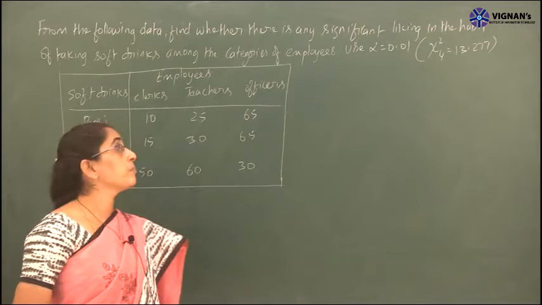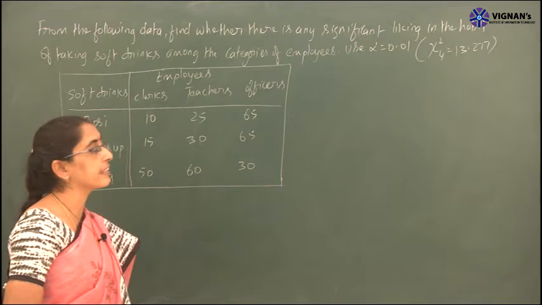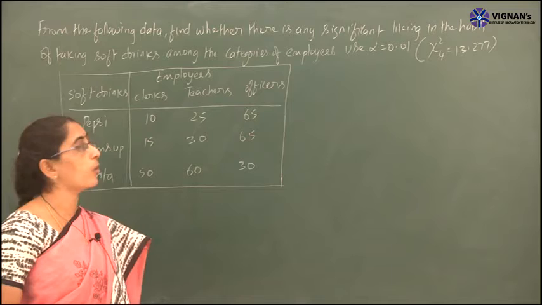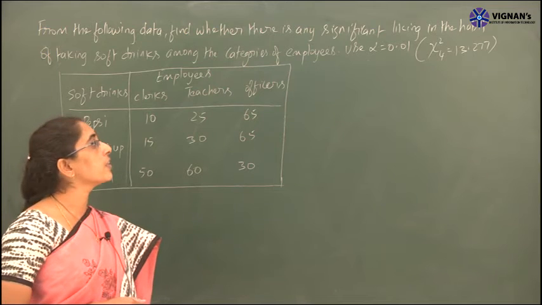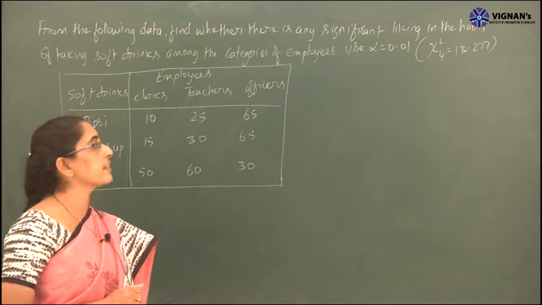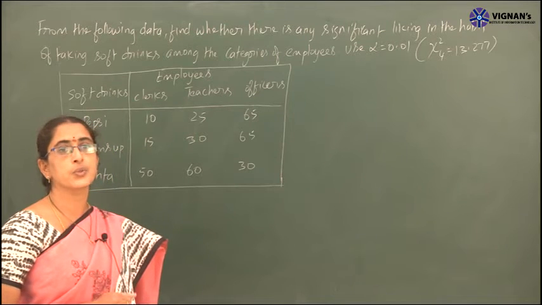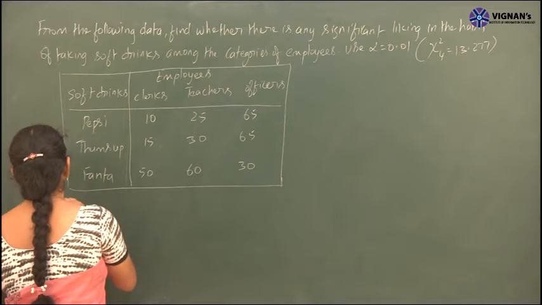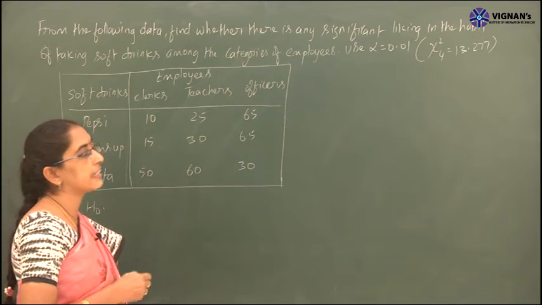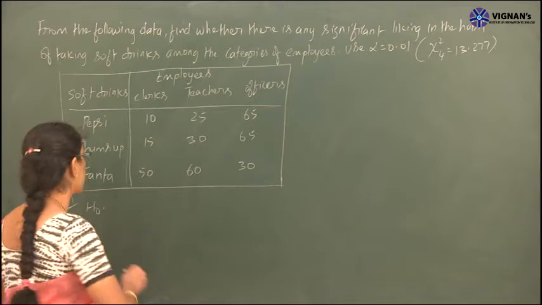Now let us see the second problem. From the following data, find whether there is any significant liking in the habit of taking soft drinks among the categories of employees. Use alpha equal to 0.01. Here we have to use the level of significance at 1%. The chi-square tabulated value for 4 degrees is 13.277. Now the null hypothesis is that there is a significant liking in the habit of taking soft drinks among the categories of employees.